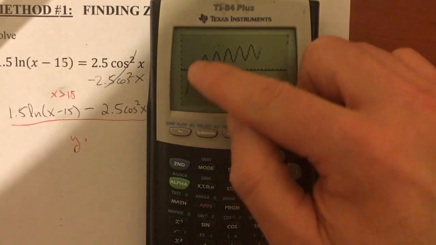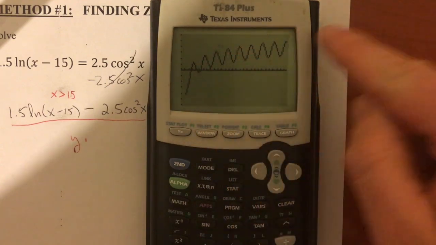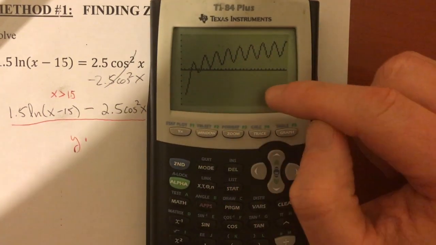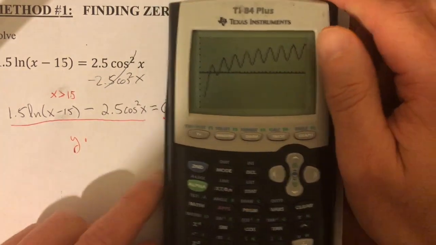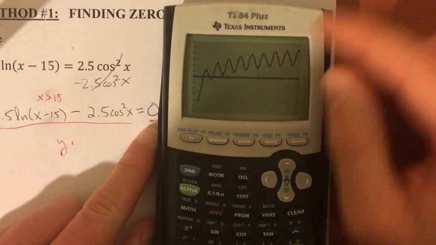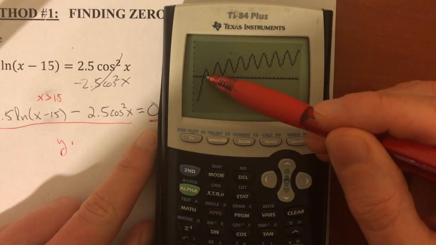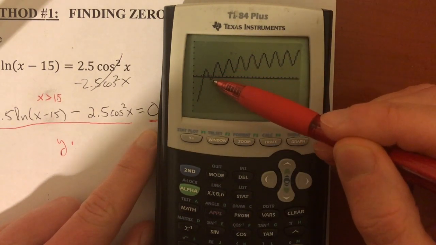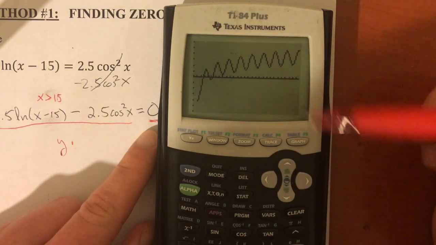Cool, it's got that sort of periodic feature, but because it's being combined with that ln, it's slowly increasing. Pretty cool. And it's really just going to go up from there. We're trying to find when does this equal 0, or where does it hit the x-axis. And you can see it crosses the x-axis a couple times. 1, 2, 3, maybe even right there. Maybe a fourth time it hits it.